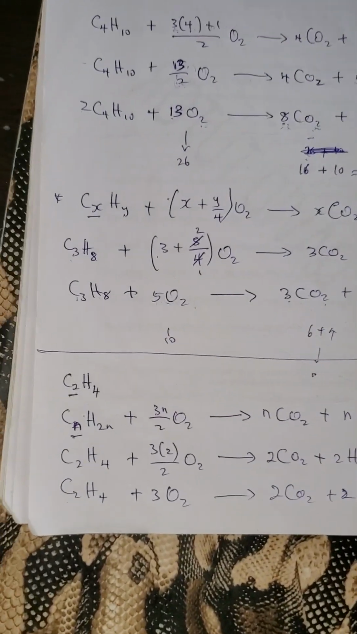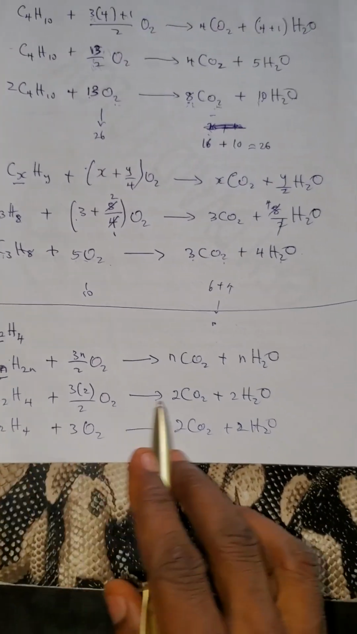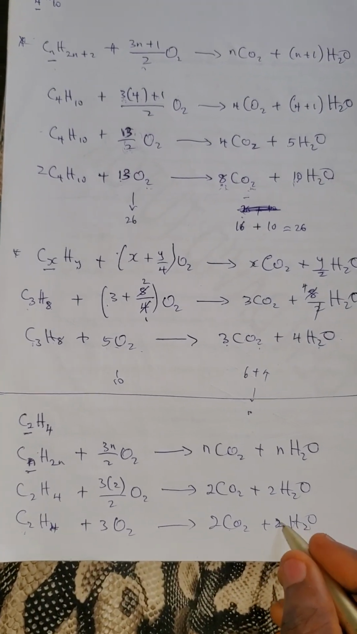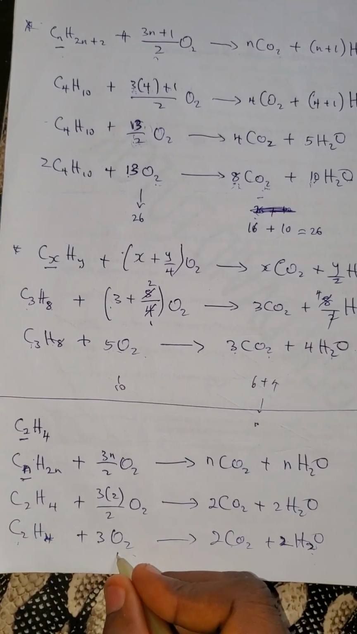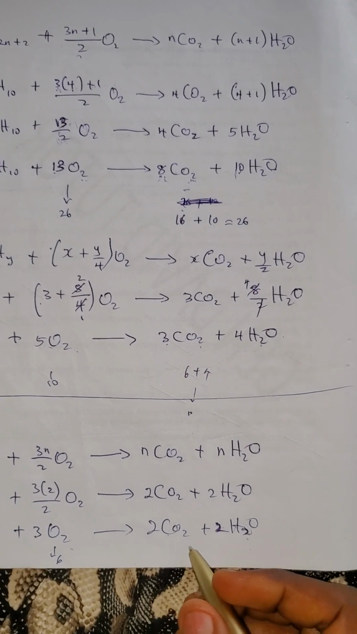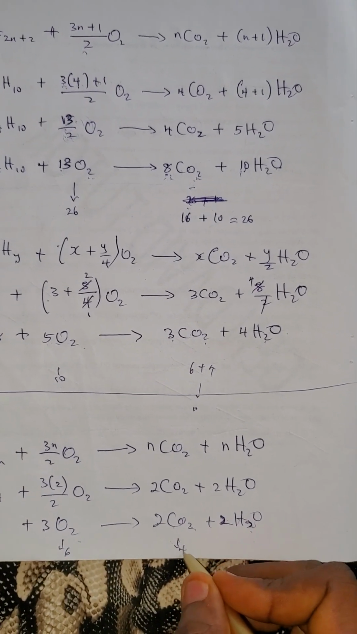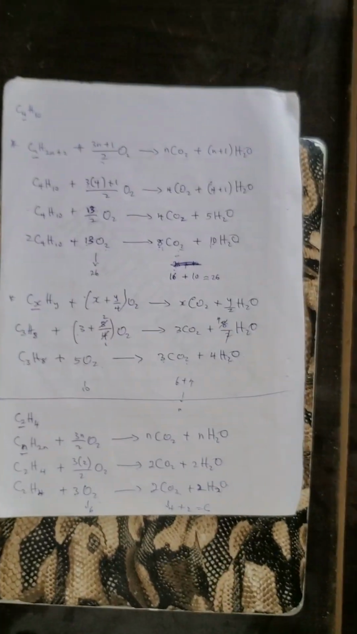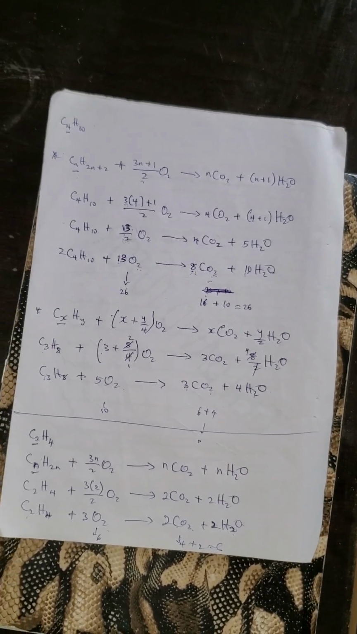Let us check if it's balanced. We have the carbon here to be 2, carbon here to be 2, and the carbon here as well to be 2. Hydrogen here is 4, and hydrogen here is also 2 times 2, that's 4. Oxygen here is 3 times 2, that's 6. We have oxygen here to be 6. And oxygen here is 2 times 2, that's 4, then plus 2 times 1, that's 2. That makes it to be 6. So it's balanced.